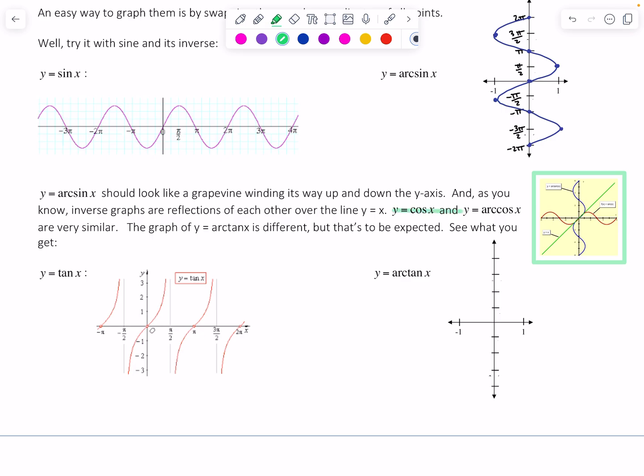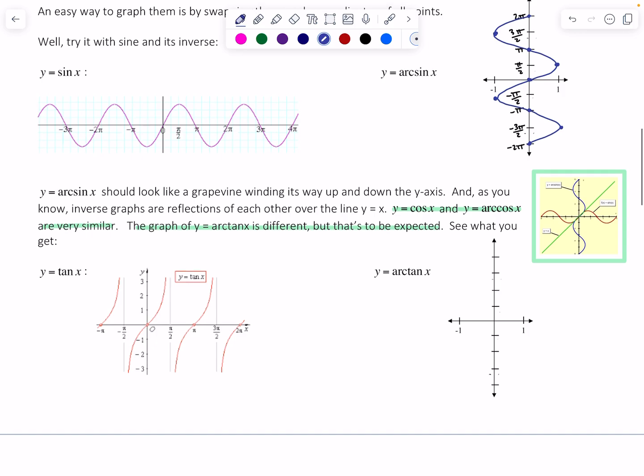So we can see here, of course, y equals cosine x and y equals arc cosine x are very similar to the sine graph, excuse me. But the graph of y equals arc tangent x is different. That's to be expected. So let's go ahead and see what we get when we flip this guy here. So we're now going to scale our graph again.